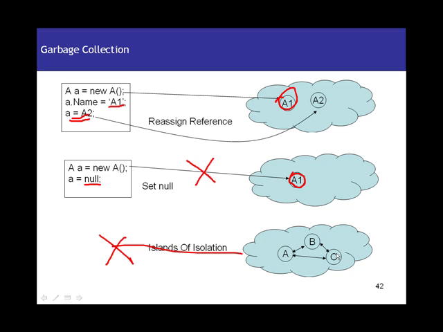So this is one more good contender for garbage collection. These are the different ways through which you can explicitly make your objects eligible for garbage collection. So that's something brief about garbage collection.